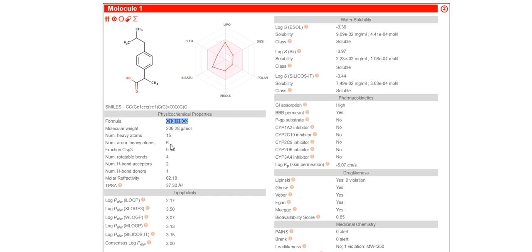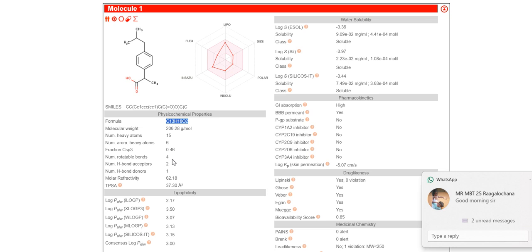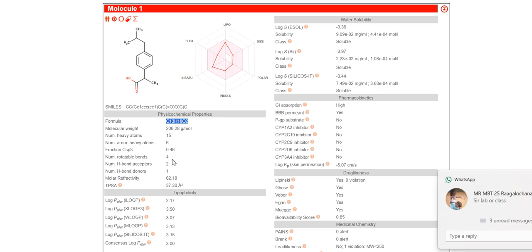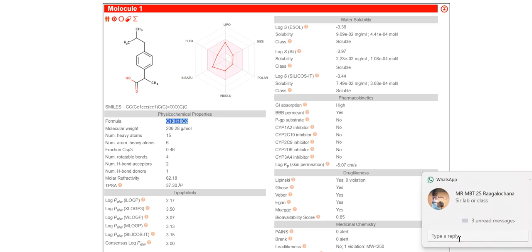High molecular weight reduces the membrane permeability. Okay. And if we look at the number of hydrogen bond donors and acceptors, here we have one donor and two acceptors. In accordance with the Lipinski Rule of Five, the number of hydrogen bond donors should be less than or equal to 5 and acceptors should be less than or equal to 10. If you see the rotatable bonds, here we have 4. It should always be less than or equal to 10. If there are too many rotatable bonds, the flexibility of the molecule reduces its overall availability.